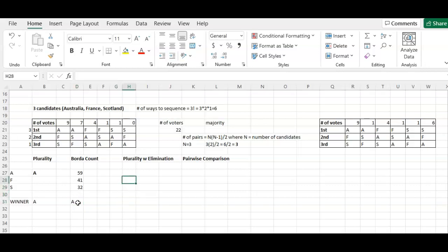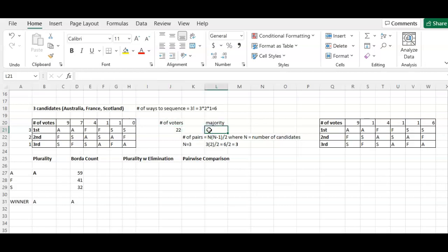Okay, plurality with elimination. Plurality with elimination is like plurality, except to actually win, you have to have the majority of the votes, not just the most votes, but a majority. So you have to look at your number of voters, which is 22, and determine what a majority would be. Well, with an even number, we can just divide by 2 and add 1.